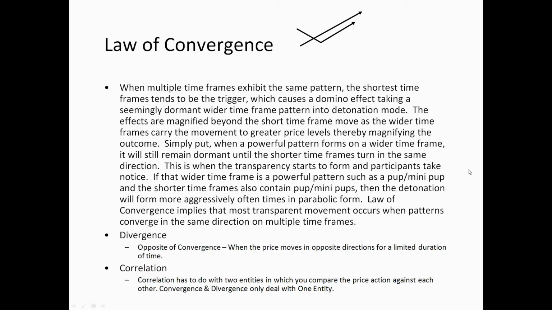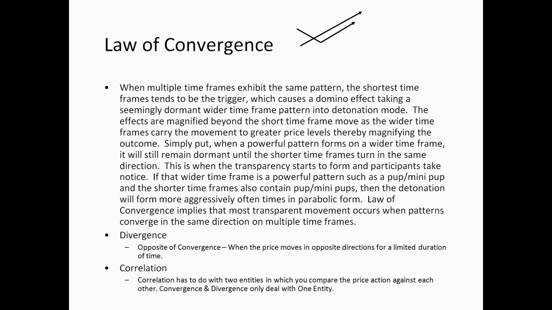So, laws of convergence, we just went over this. When multiple time frames exhibit the same pattern, the shortest time frames tend to be the trigger, which causes a domino effect, taking a seemingly dormant wider time frame pattern into detonation mode. The effects are magnified beyond the short time frame move as the wider time frames carry the movement to greater price levels, thereby magnifying the outcome. Simply put, when a powerful pattern forms on wider time frames, it will still remain dormant until the shorter time frames turn in the same direction.